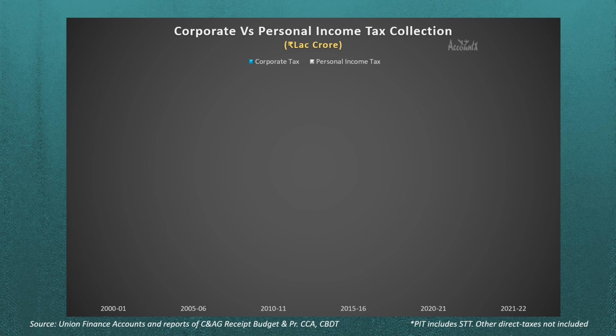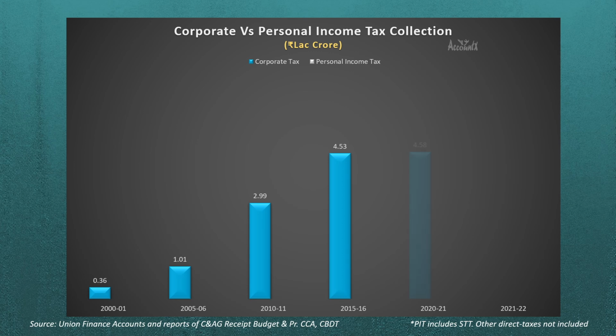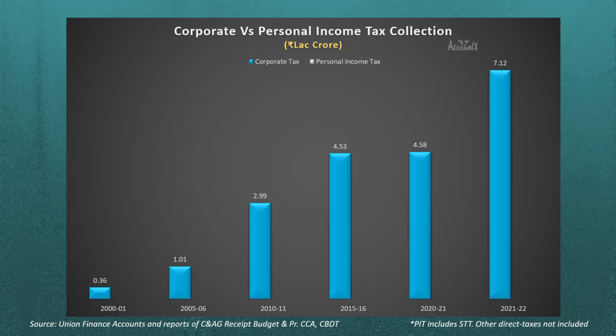with corporate tax. During financial year 2000-2001, total collection of corporate tax was about 0.36 lakh crore. After 5 years, it has increased to 1.01 lakh crore. Then in 2010-11 to 2.99 lakh crore. After 5 more years, that is in 2015-16, it has increased to about 4.53 lakh crore. Then in 2020-21, there is a marginal increase to 4.58 lakh crore. Then in 21-22, it has increased to 7.12 lakh crore. We can clearly see that there is an increasing trend as far as corporate tax collection is concerned.